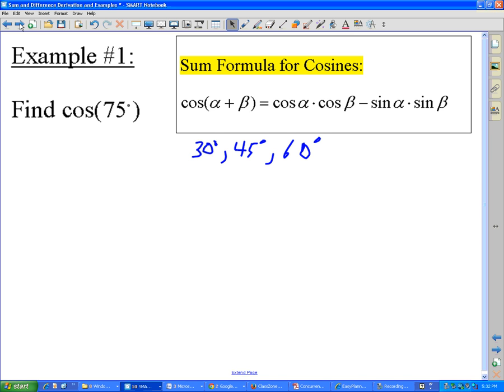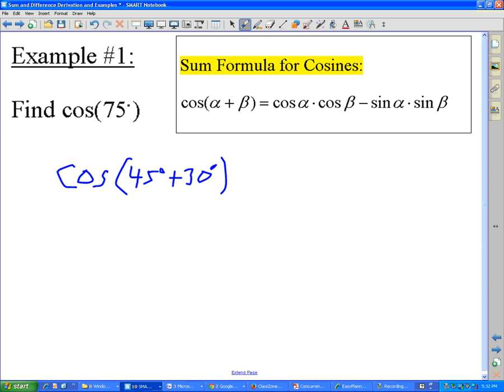For example, how about 30 plus 45? Isn't that 75? And that's exactly how these problems work. We use known angles all the way around the unit circle to create angles that we don't know. And so we're going to rewrite this as the cosine of 45 degrees plus 30. If you want to do 30 plus 45, no problem. It doesn't matter. You're still going to get the same answer.